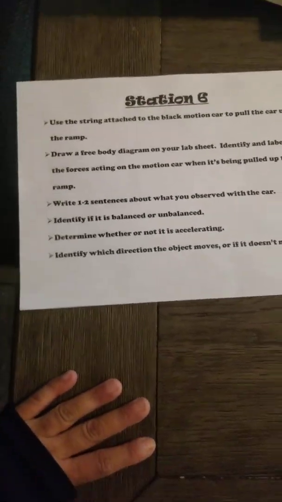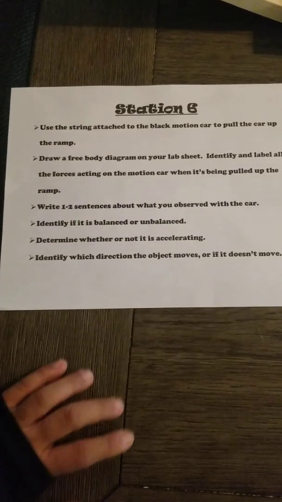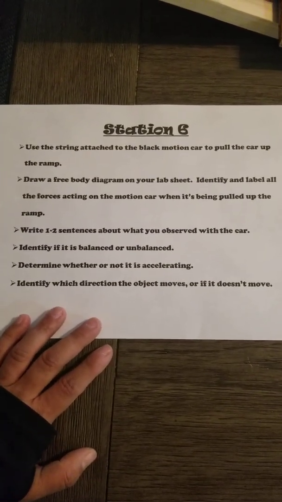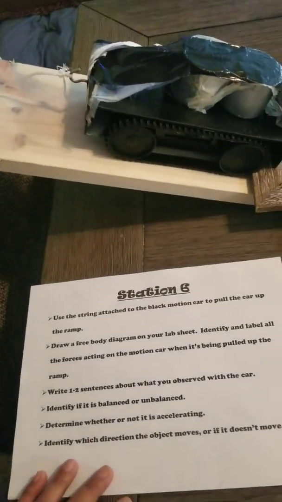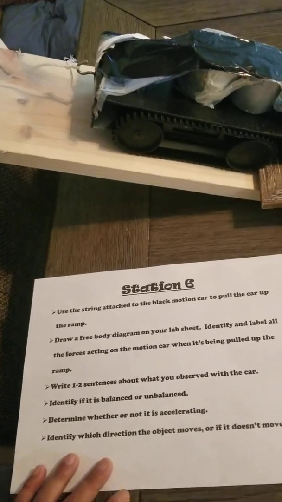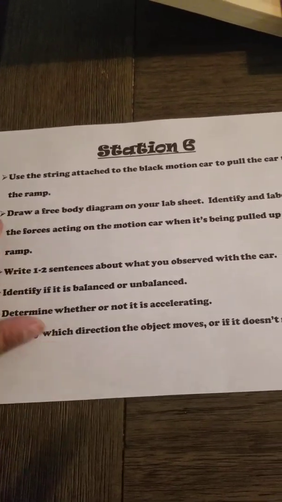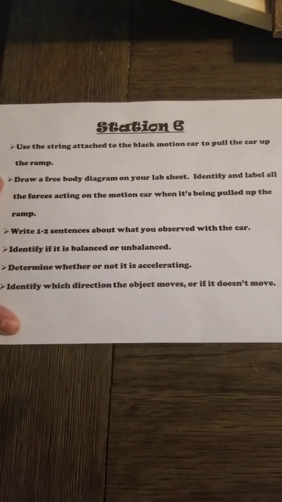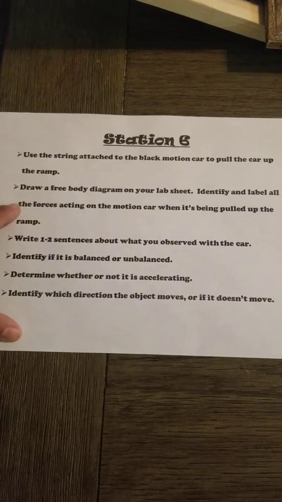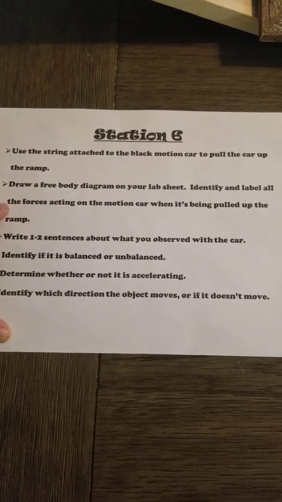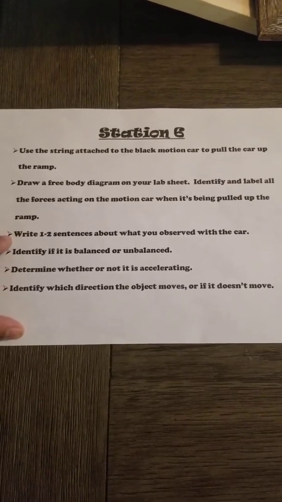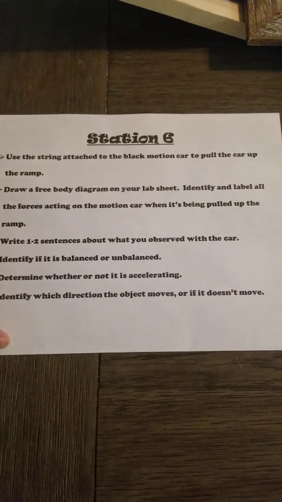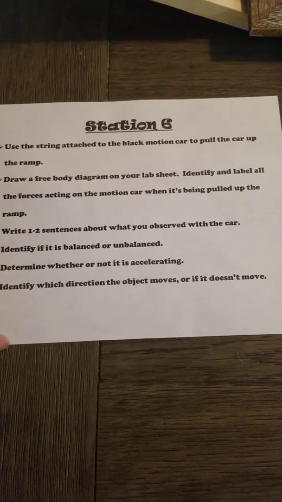Station 6. Station 6 says here, using the string attached to the black motion car, pull the car to the top of the ramp. Here's the motion car. I actually put more mass on it to make it a little heavier. Here's a string attached to it, and here's the ramp. Draw a free body diagram on your lab sheet. Identify and label all of the forces acting on the car when it's being pulled up the ramp. Identify whether it's balanced or unbalanced. Write 1 to 2 sentences, whether it's accelerating or not, and if so, what direction.